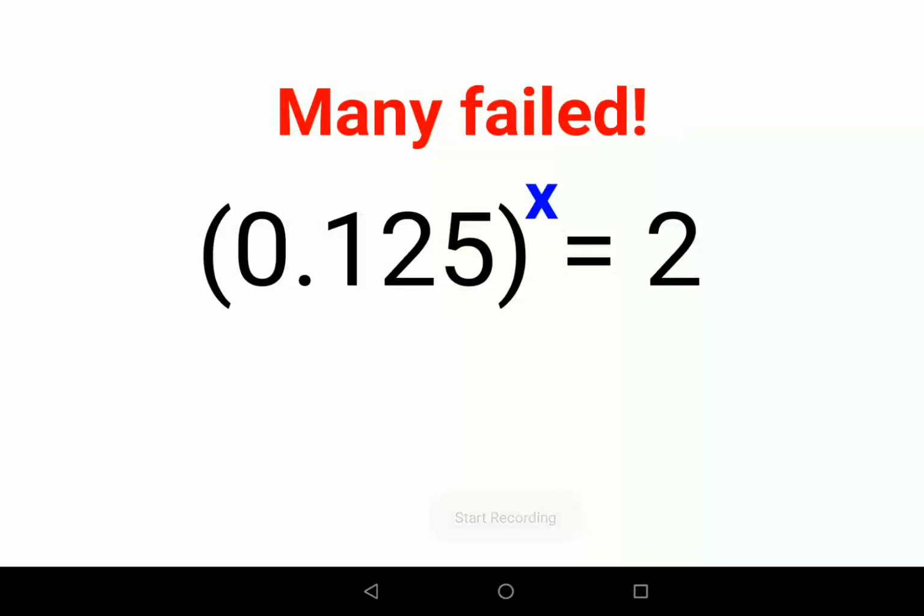Welcome everyone. So today we are going to solve a very nice indices problem. We have 0.125 raised to x equals 2.